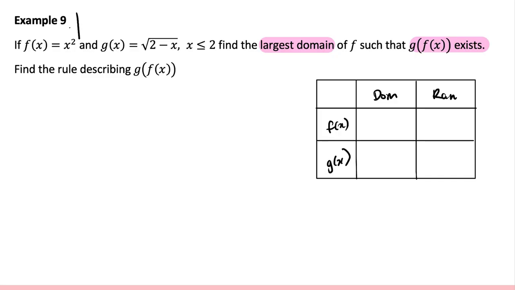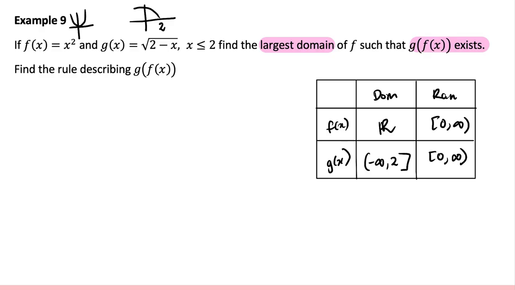All right, our two functions. f of x is a parabola, so the domain of that will be R, and the range will be 0 to infinity. The second one is a square root function that has been reflected in the y-axis and has moved 2 to the right. So the domain of this is from negative infinity to 2, and the range is from 0 to infinity, all positive values.